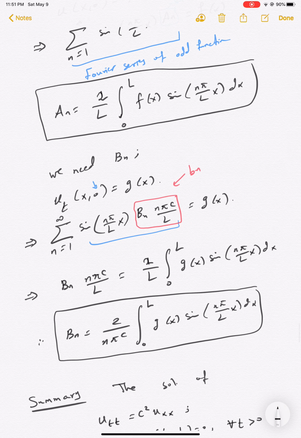And next time, if we have time, we will do a D'Alembert solution. If not, we will go directly to the heat equation and solve it again using separation of variables. I hope this is clear.